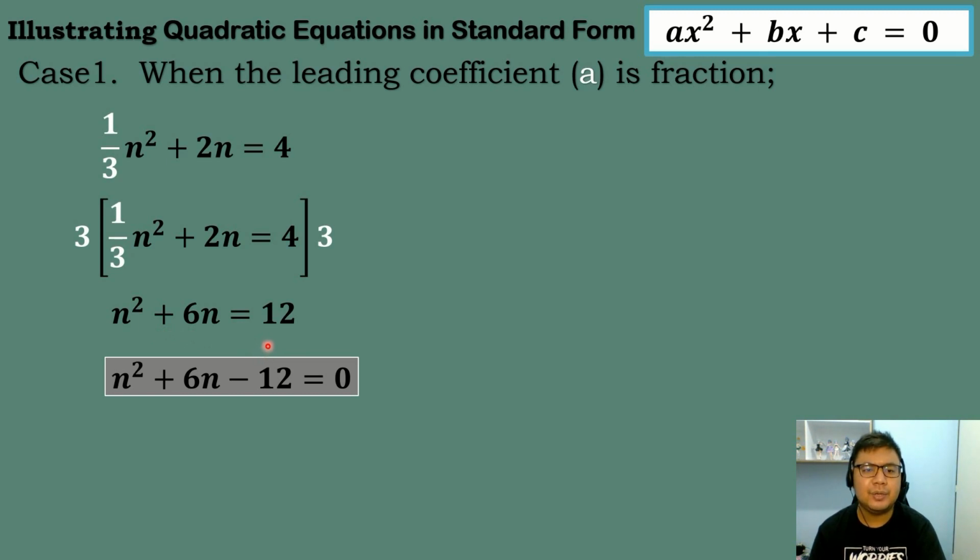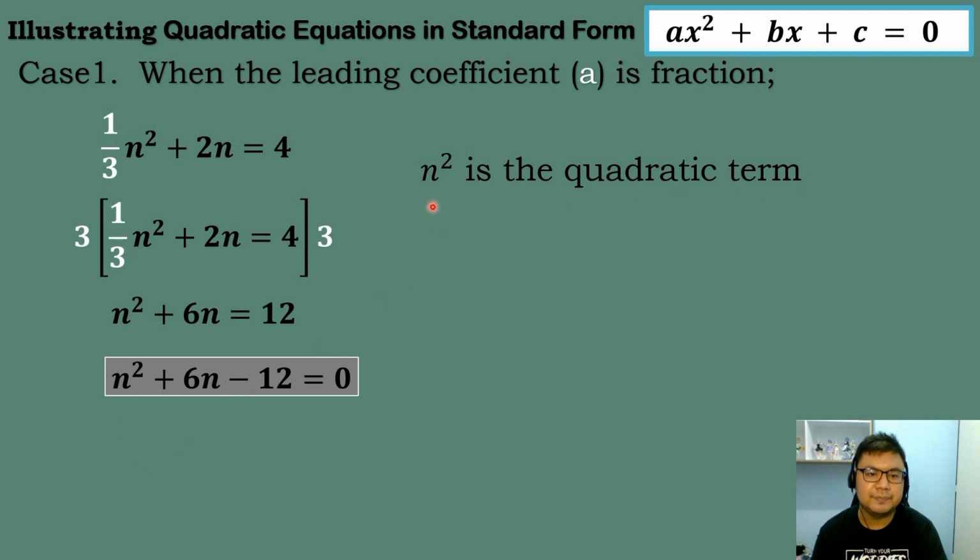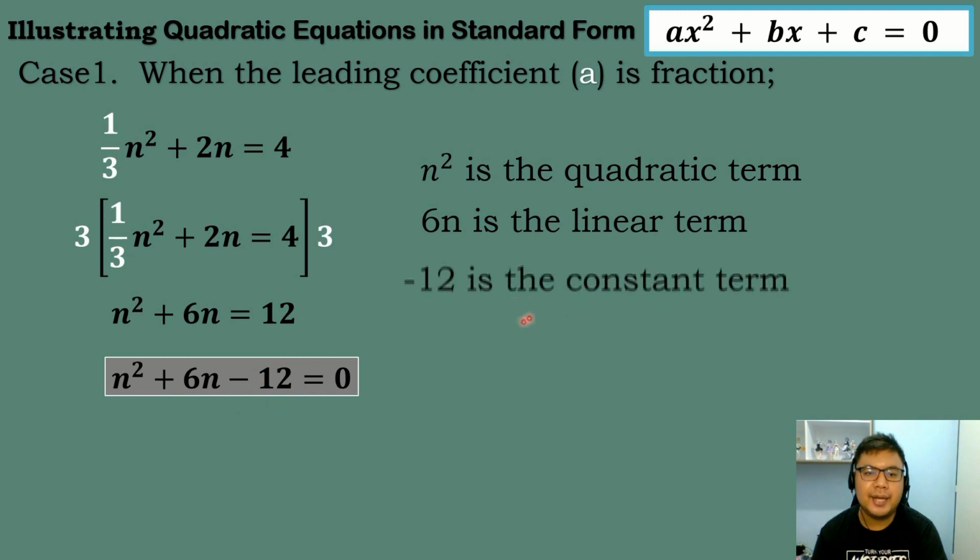And then ang kailangan na lang natin gawin dito is to transpose positive 12 to the other side of the equation. So positive 12 will be equal to negative 12. So the standard equation is n squared plus 6n minus 12 is equal to 0. And then pwede na nating i-identify kung ano yung quadratic term. Ang quadratic term natin ay n squared. Ang ating linear term is 6n at ang ating constant term ay negative 12. Ang value ng A ay equal sa 1. Ang value ng B ay equal sa 6 at ang value ng C ay equal sa negative 12.